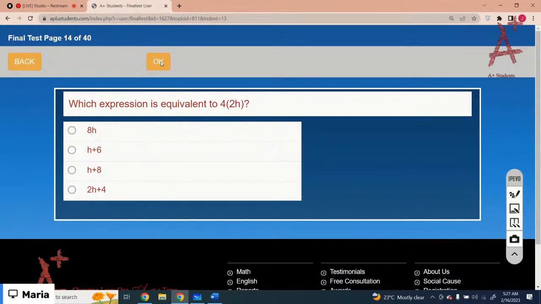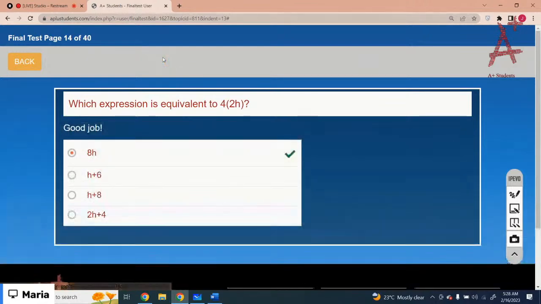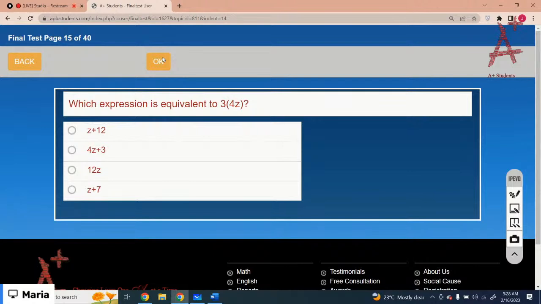Okay, which expression is equivalent to 4 times 2h? 4 times 2 is 8. Got it? So 8h is the correct option. Which expression is equivalent to 3 times 4z? So 3 times 4 is 12. So it is 12z.